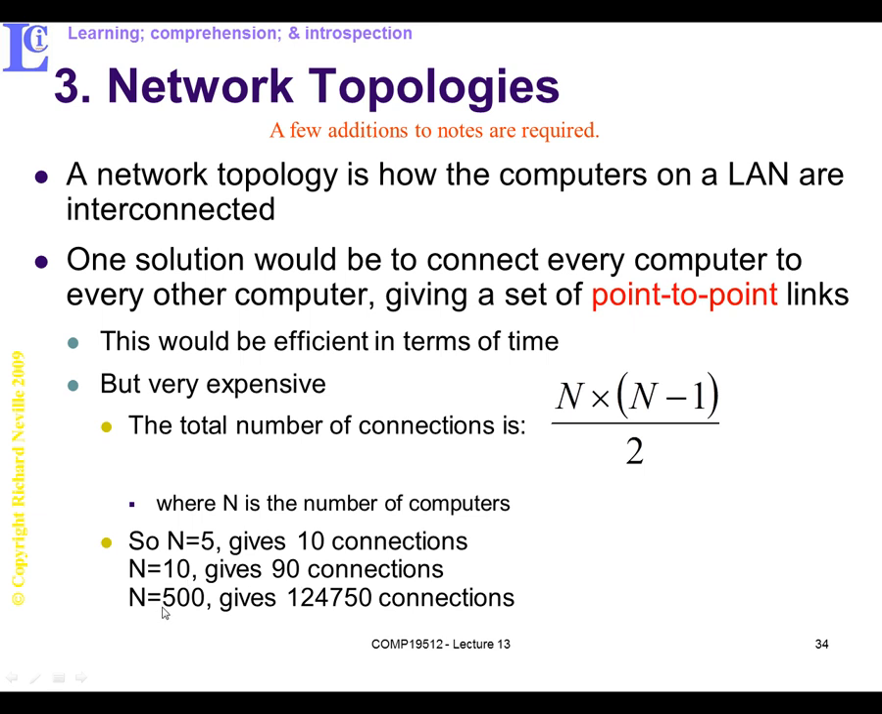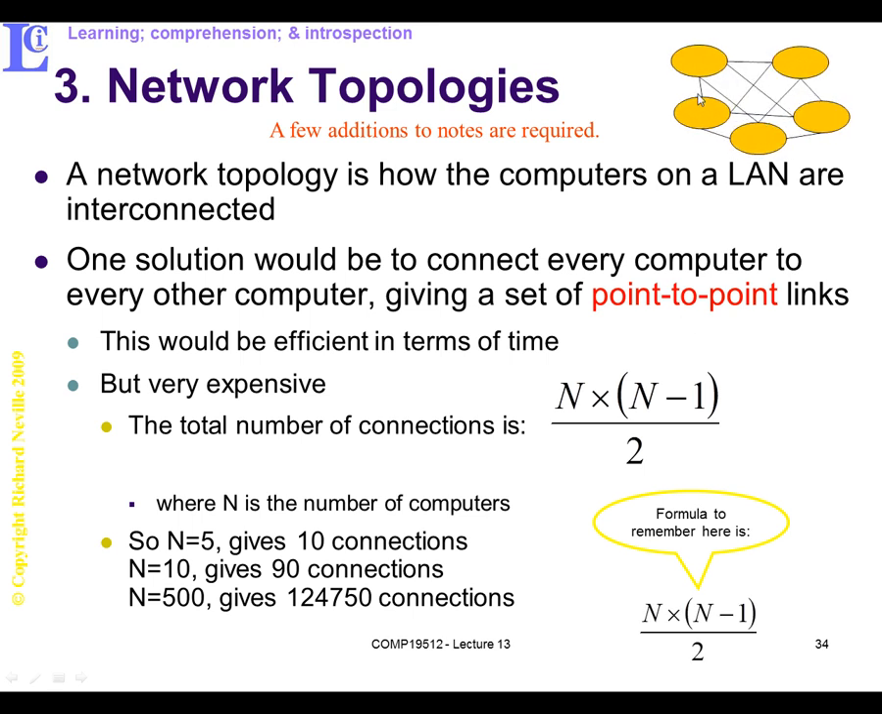For n equals 500, we've got 124,750 connections. So you can start seeing that with a large number of computers, these connections start getting to be a large amount of connectivity, which may be too many. So this point-to-point calculation is n times (n minus 1), divided by 2, which calculates the total number of connections for a point-to-point network.